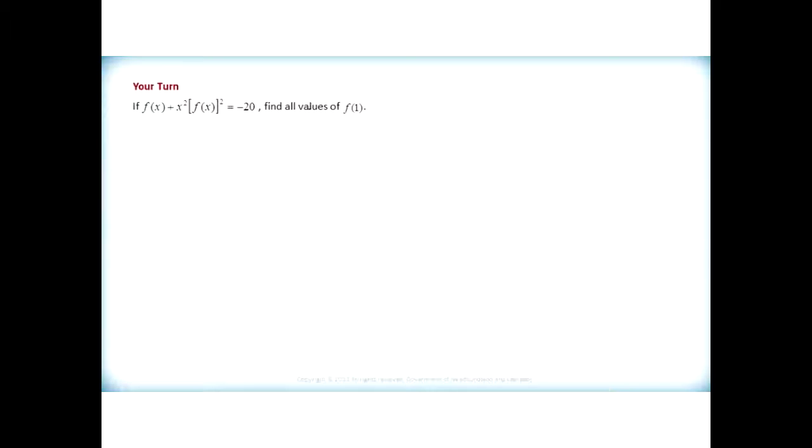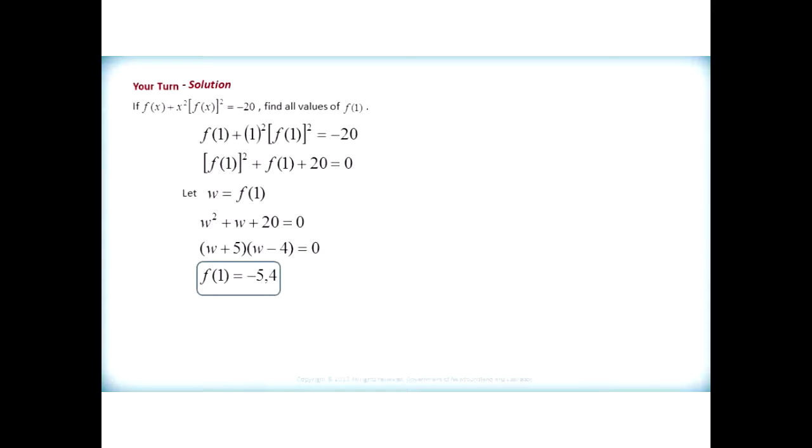All right, so here's the your turn question, very similar to what we just did. It says if f of x plus x squared times f of x squared equals negative 20, then find all possible values of f of 1. In other words, when x equals 1, what are all the values of the function f of x that you could have? So give that a whirl. I'll jump over to the solution now.